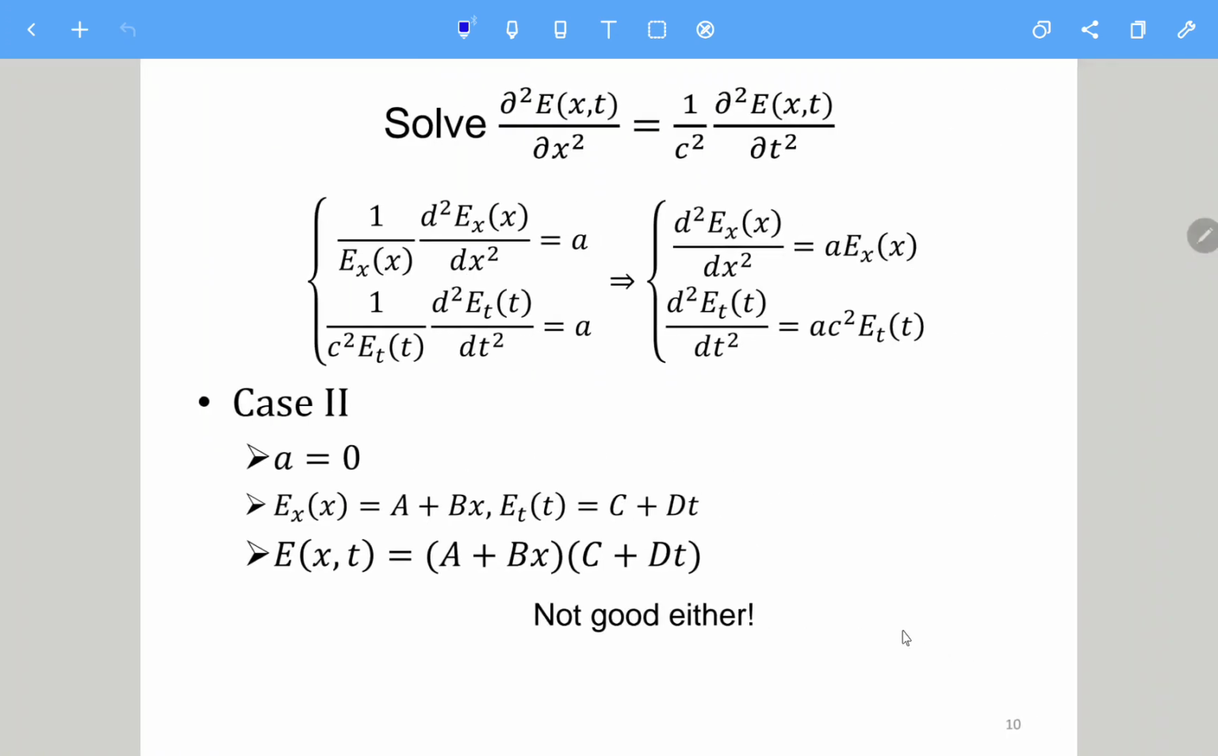So the next case is if a is 0. If a is 0, then the right side will be 0. This is 0, so the second derivative equals 0. So you integrate two times. We have the linear function a plus bx, c plus dt, and then the solution will look like this. A similar argument: if x is positive or negative infinity, then this E field also goes to infinity. So this is not good either.